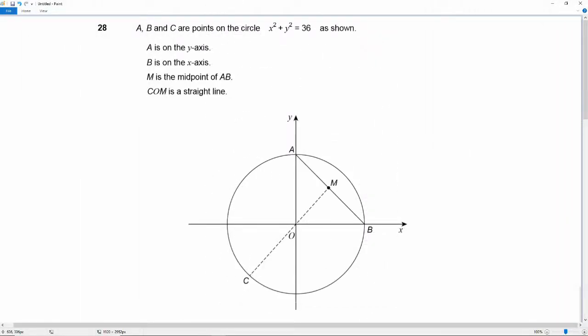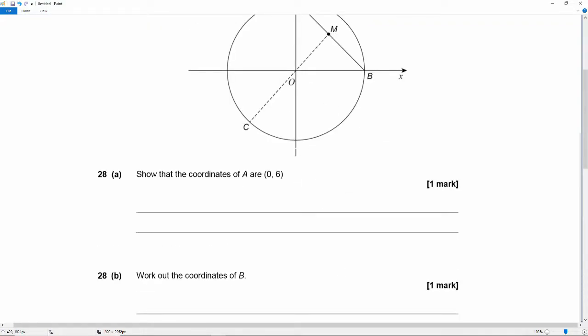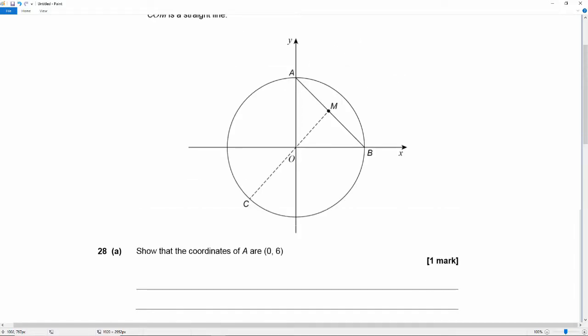And we're picking up in question 28, which reads: A, B and C are points on the circle x squared plus y squared equals 36 as shown. A is on the y-axis, B is on the x-axis. M is the midpoint of AB, and COM is a straight line. Question 28a says, show that the coordinates of A are 0, 6.